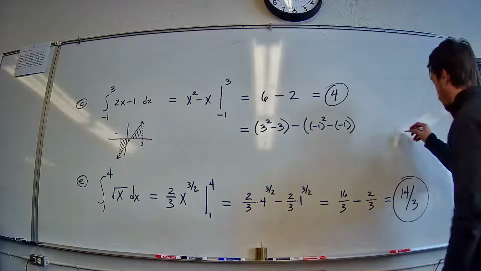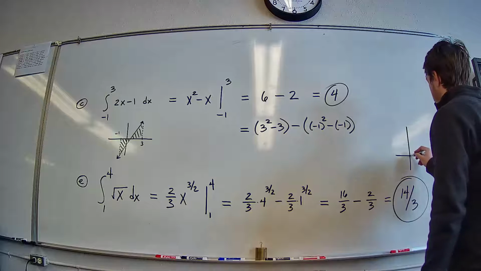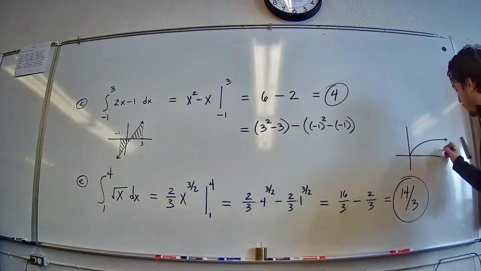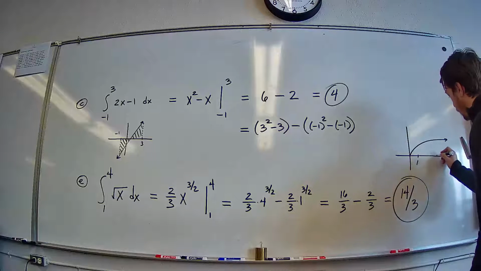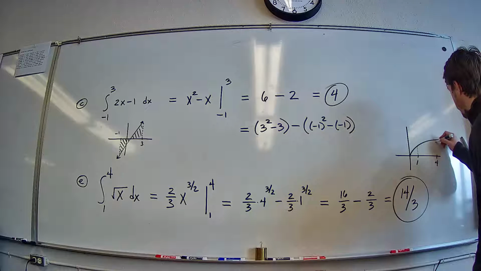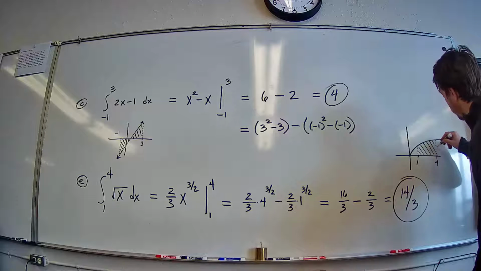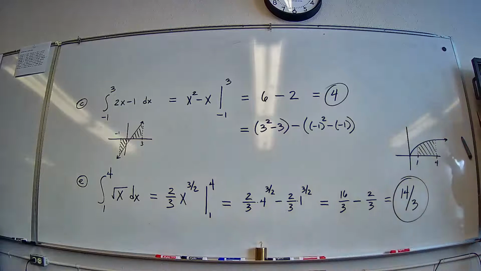And then of course, what did we just calculate there? Well, we just calculated the area bounded under this function between 1 and 4.